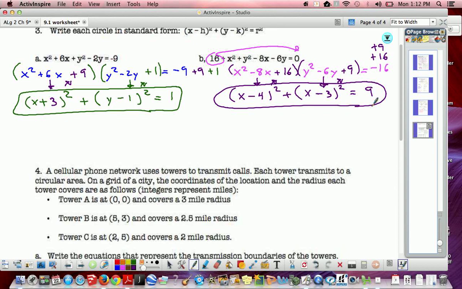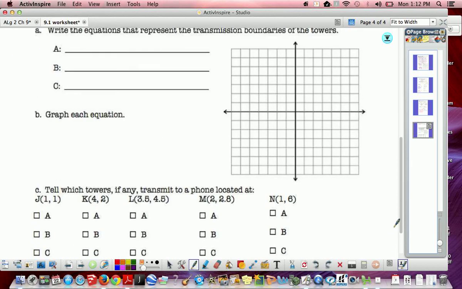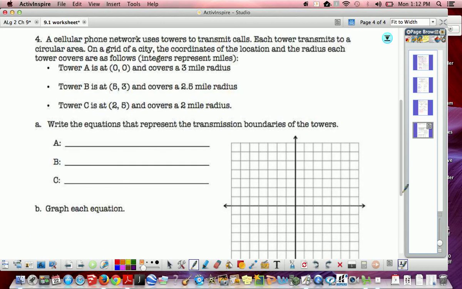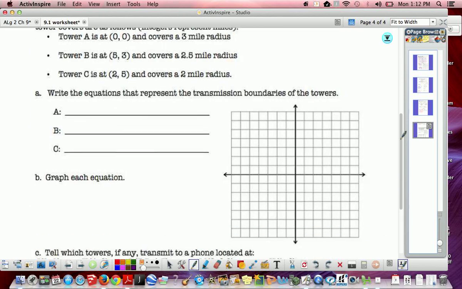All right, number 4, which is our last problem here. It says, a cellular phone network uses towers to transmit calls. Each tower transmits to a circular area. On a grid of a city, the coordinates of the location and the radius of each tower are as follows. Integers represent miles. So tower 1, or A, is at 0, 0 and covers a 3-mile radius. Tower B is at 5, 3, covers a 2.5-mile radius, and tower C is at 2, 5 and covers a 2-mile radius. So the first part asks you to write equations of each of the towers.